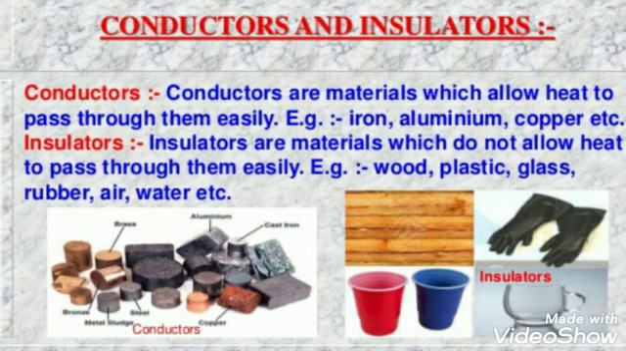Next comes conductors and insulators. Conductors are materials which allow heat to pass through them. Example, iron, aluminium, copper. And insulators are materials which do not allow heat to pass through them easily. Example, wood, plastic, glass. That's why when we wear them or when we use them, there is less of the heat we feel, and also these insulators protect us from various electric shocks also.